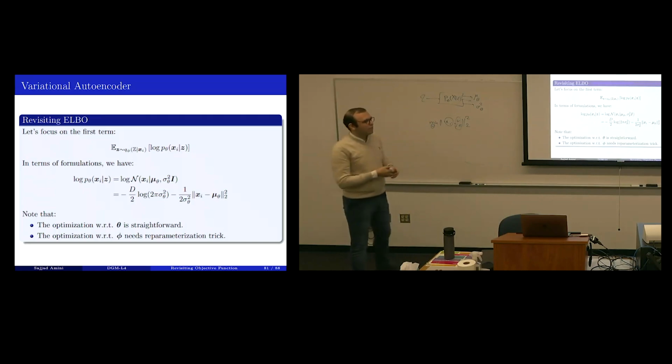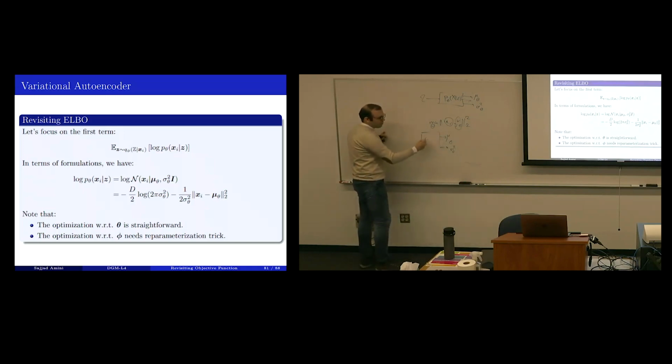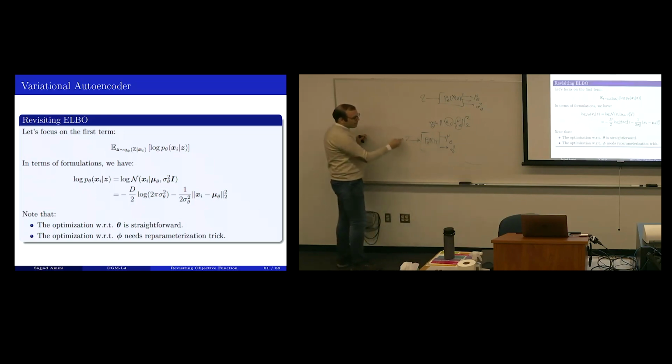How is mu theta generated? The dependency is very complex, but pay attention. How is mu theta generated? It is the output of this model. This model is triggered by a z. Where is z coming from? Z is coming from this distribution.